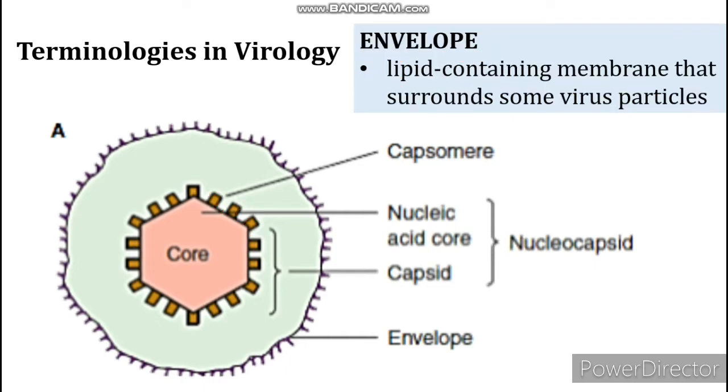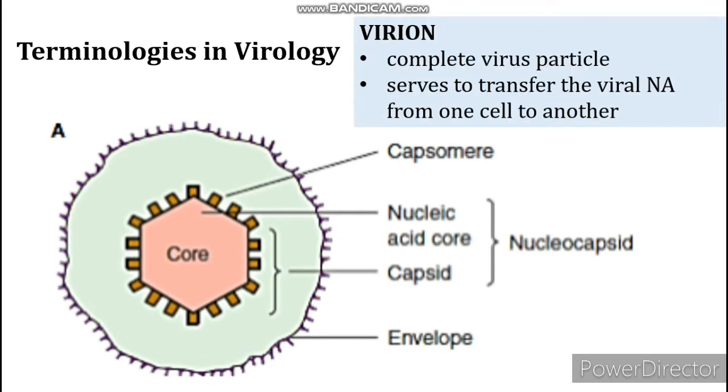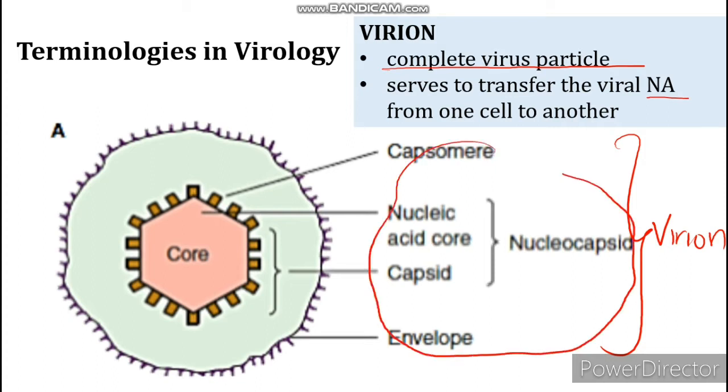Next, your envelope. Envelope, from the name itself, it envelopes the virus particles. And take note, your envelope is a lipid-containing membrane. So, your envelope, this one. Next, your virion, kapag itong buong to, this is what you call your virion because it's a complete virus particle. It serves to transfer the viral nucleic acid from one cell to another. So, madaming virion, example, I draw another virion here. Kapag nag-attach sila sa isa't isa, they would replicate sa cells na in-infect nila.